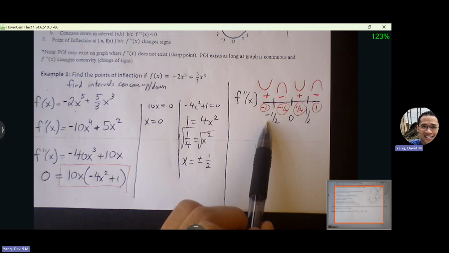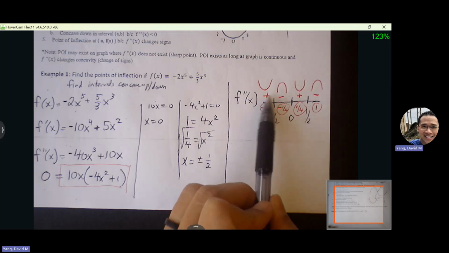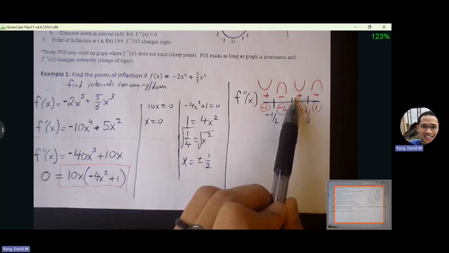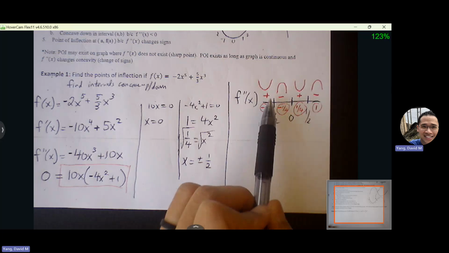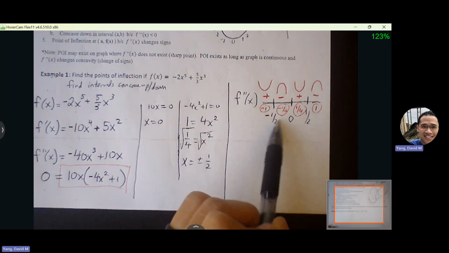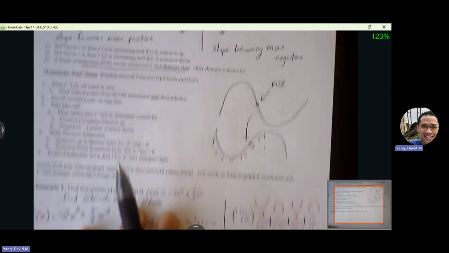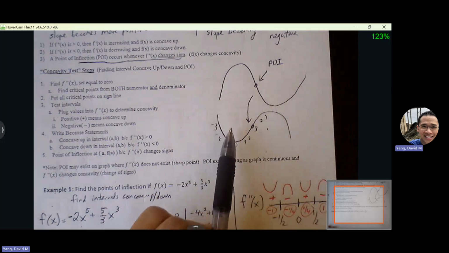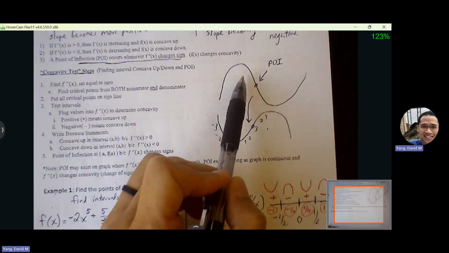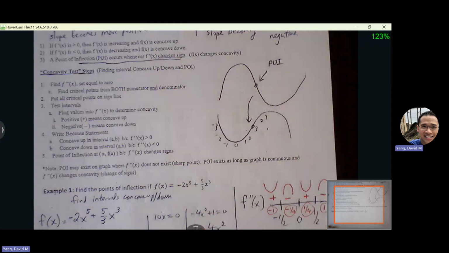And then what do you think we could call these points? These are good points of inflection because there's a change in sign. It doesn't matter what direction it changes signs in. As long as there's a change in sign, we know that there's a point of inflection. So we don't have a different name for points of inflection that go from concave up to concave down versus concave down to concave up. We just call that a point of inflection.